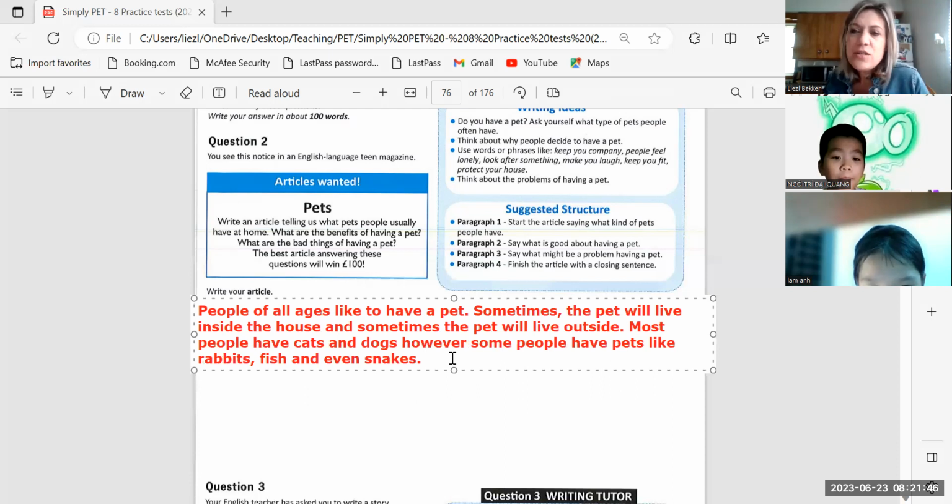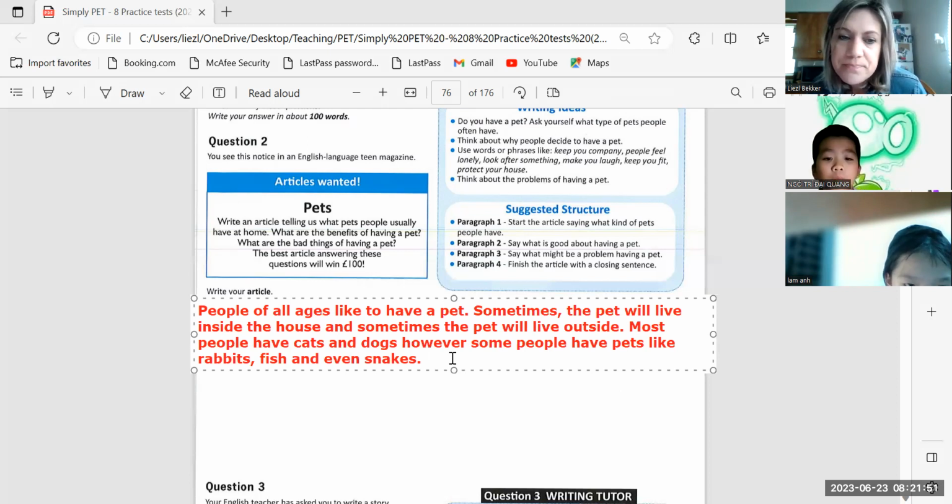Okay, Lam Anh, why is it good to have a pet? What is the good and the bad things to have a pet? The good thing that we have a pet is they have us and they are very happy. And what's the bad thing? If the pet is a mouse, it is not good.